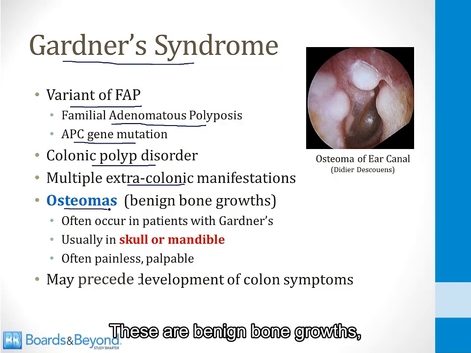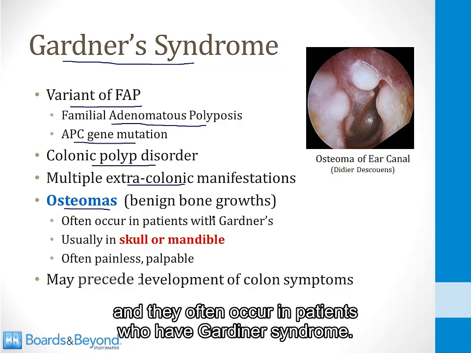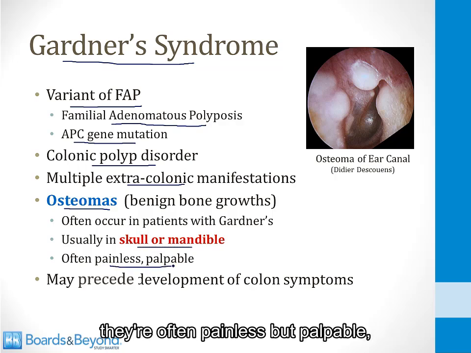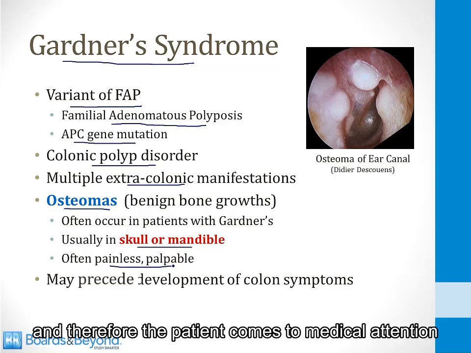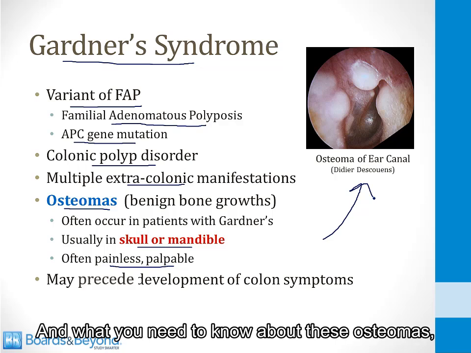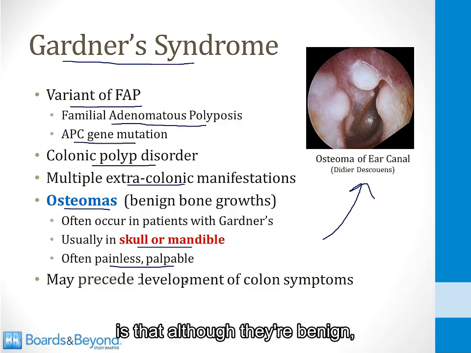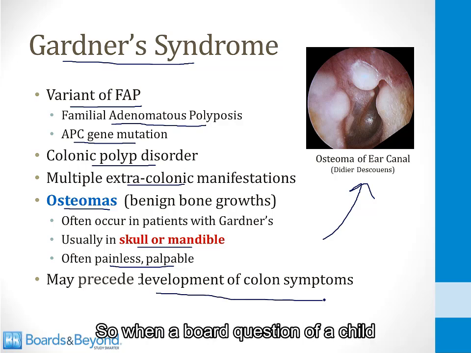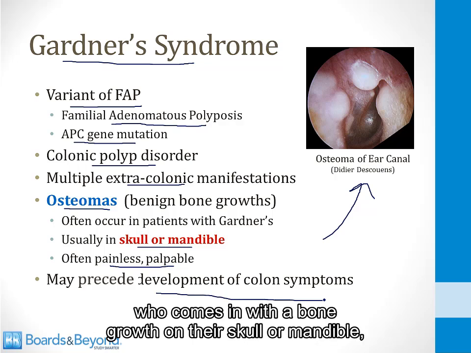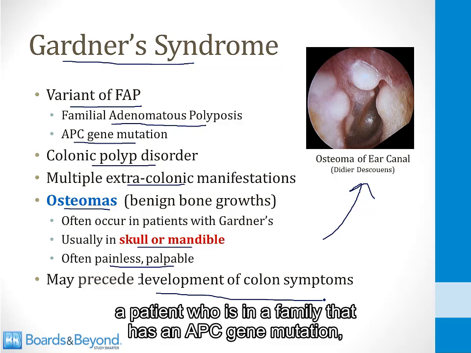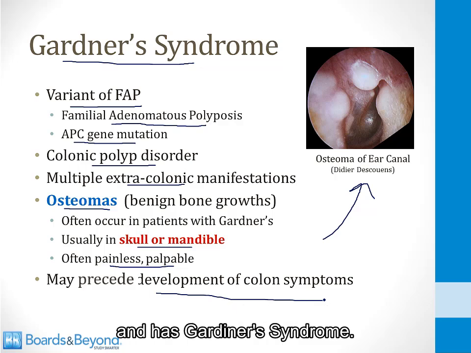These are benign bone growths, and they often occur in patients who have Gardner syndrome. They usually occur in the skull or mandible. They're often painless but palpable, and therefore the patient comes to medical attention because of a bone growth. This is a picture of one in the ear canal. And what you need to know about these osteomas is that although they're benign, they may precede the development of colon symptoms in a patient with Gardner syndrome. So in a board question of a child who comes in with a bone growth on their skull or mandible, you need to think about the fact that they may be describing a patient who is in a family that has an APC gene mutation and has Gardner syndrome.